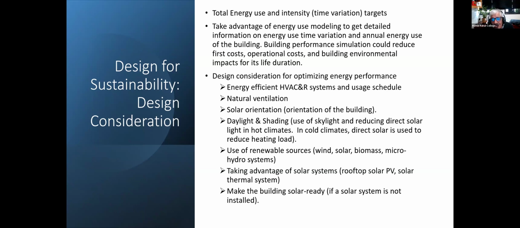But if you are in a cold environment, let's say you are in Denver, and you want to take advantage of the solar radiation to heat the buildings so you can have less fuel use during the winter season, then obviously your orientation would be different. So you want to take advantage of that. Daylight and shading: use of skylights is highly recommended, and reducing direct solar light in hot climates. As I mentioned, in cold climates, direct solar is used to reduce heating load.